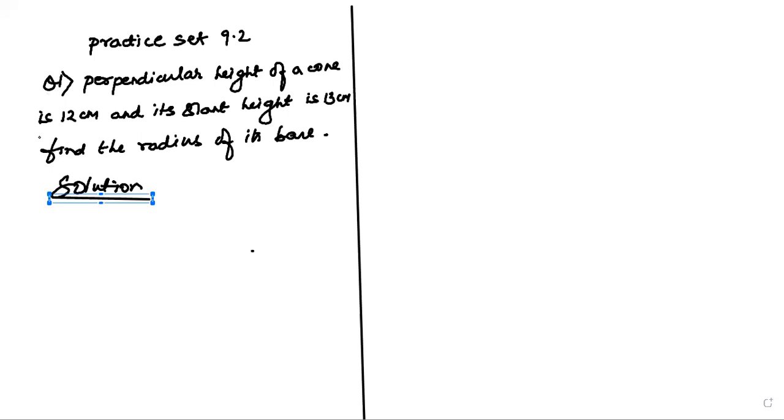Question number one, children. It says the perpendicular height of a cone. We are talking about a cone. Perpendicular height of a cone is 12 centimeter, represented by h. And its slant height L is 13 centimeter. Find the radius of the base.